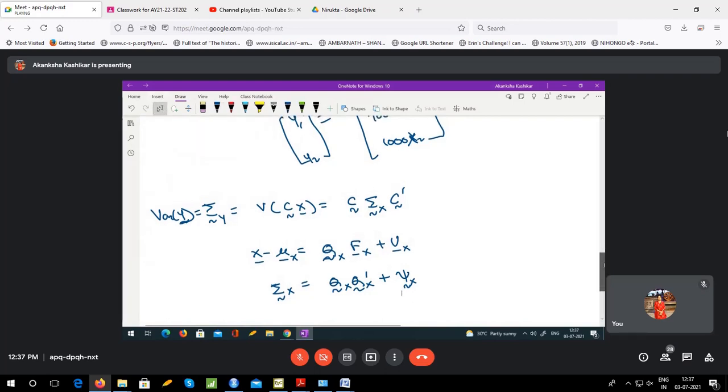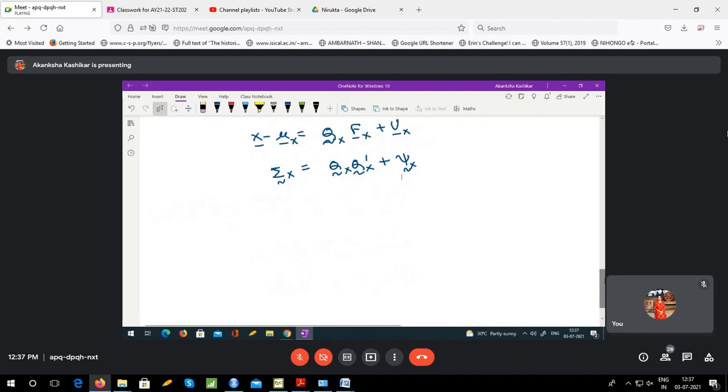Now, what if I want to do something similar for y? What we know is y is Cx, so expectation of y would be C mu. Let me try to multiply this equation 1 by C. So I would have C times (x minus mu) is equal to C Q f plus C u. Okay so far?